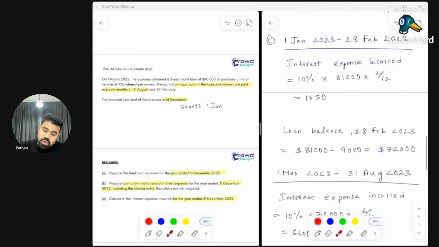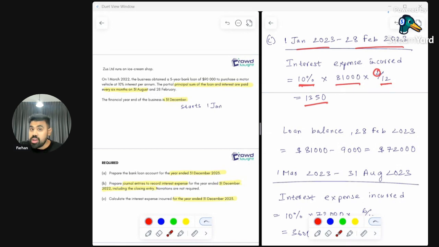All right, so 10%. So again, interest expense incurred for the first 2 months starting 1 Jan 2023 and ending 28 February 2023 is 10% multiplied by $81,000, then multiplied by 2 over 12. As usual, we're apportioning the 10% annualized rate into a 2-month calculation, okay? So that gives us $1,350 as the interest expense calculated for the first 2 months, okay?